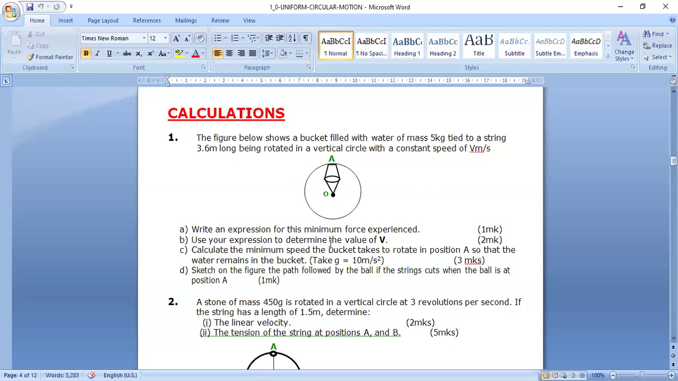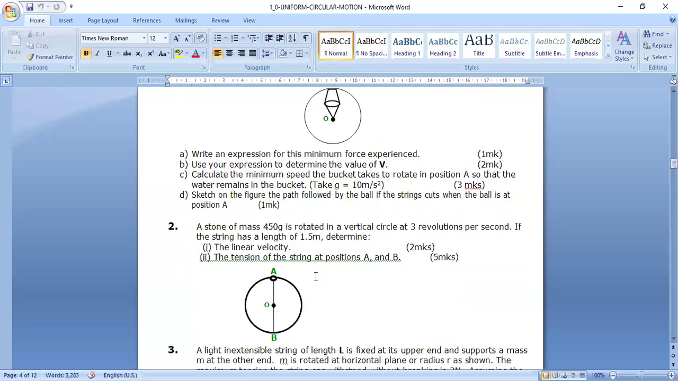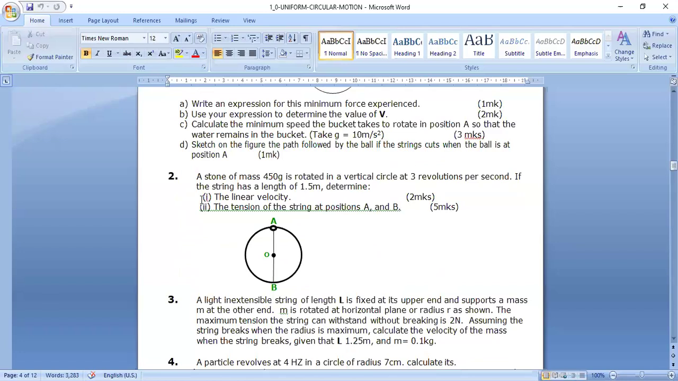The tension has not been provided. So question A has an issue. B, use your expression. That one we've talked about. C, calculate the minimum speed the bucket takes to rotate in position A so that the water remains in the bucket. The same, we will need tension. Let's look at B at question 2.